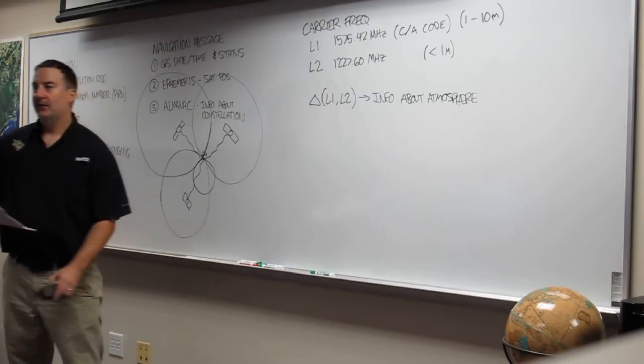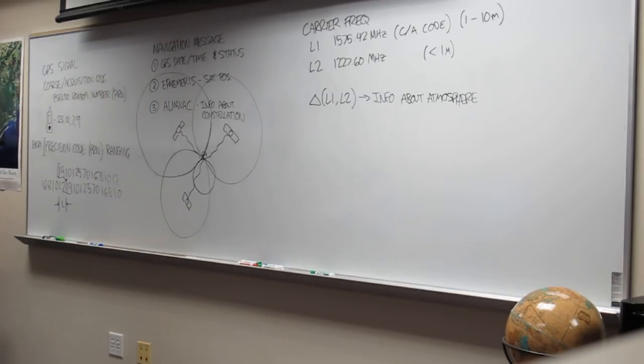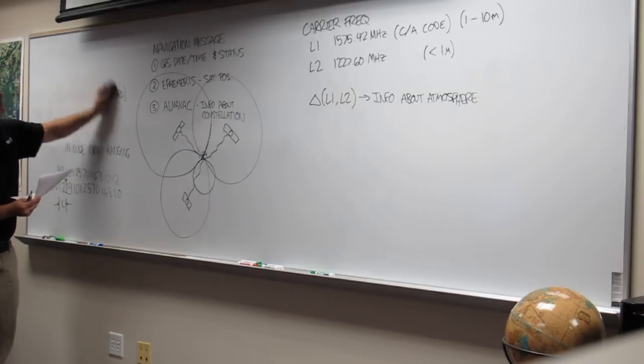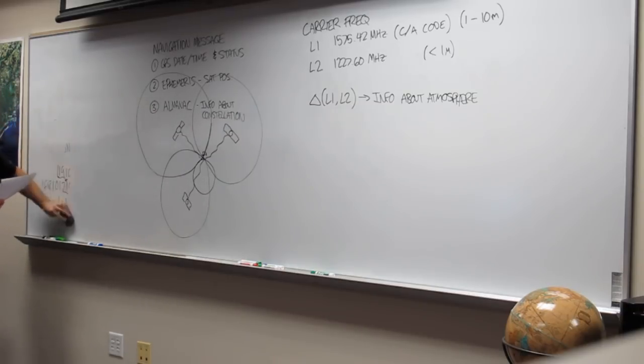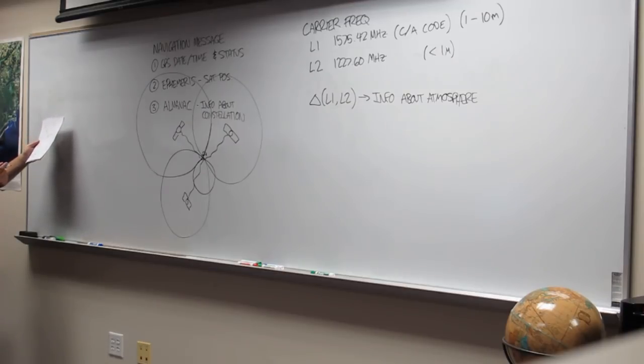So now we're going to talk about correcting the GPS signal and making it accurate to less than half a meter and then eventually into the centimeter range. Okay. So corrected GPS generally has a few different what we call modes.